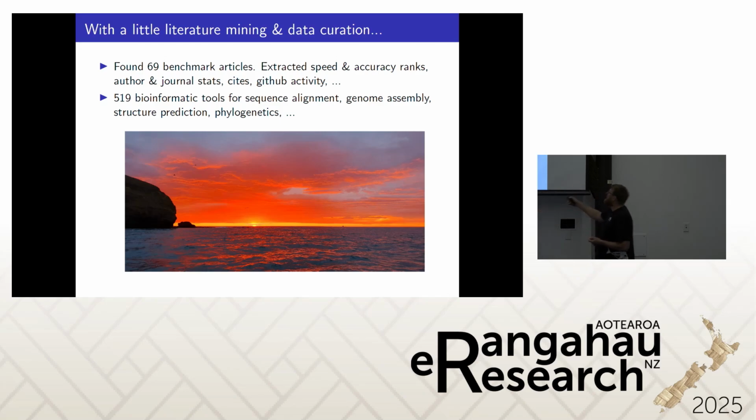Yep. Groovy. Then at the same time, I gathered statistics on each author. How well cited are they? The impact factor of the journal. How well cited is the tool? How much GitHub activity was there for the project where the tool was available from? What else can I say about this? There were different accuracy measures, so that was a potential issue, and these cover a range of different bioinformatic problems as well.